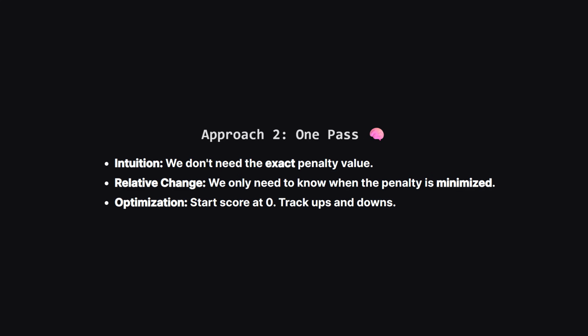Now let's look at the second approach. This one is clever. The editorial calls it one pass. Here's the insight. We don't actually need to know the exact penalty number to find the best time. We only need to compare the hours against each other. Whether the scores are 10, 9, 8, or 0, -1, -2, the minimum still happens at the same spot. So we can just start our score at 0 and track the relative changes.